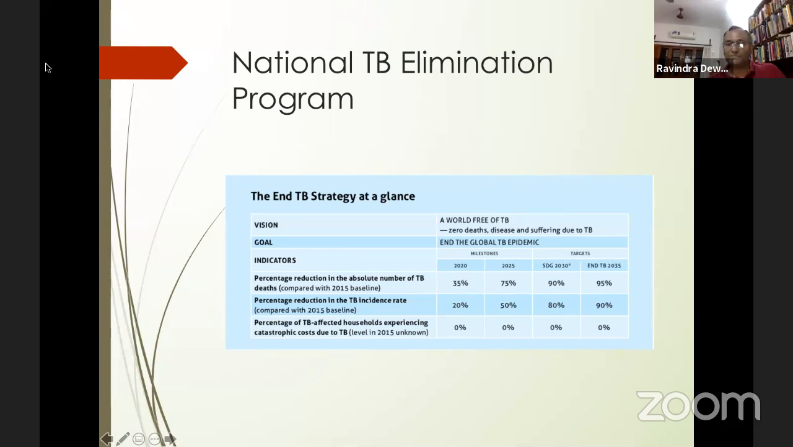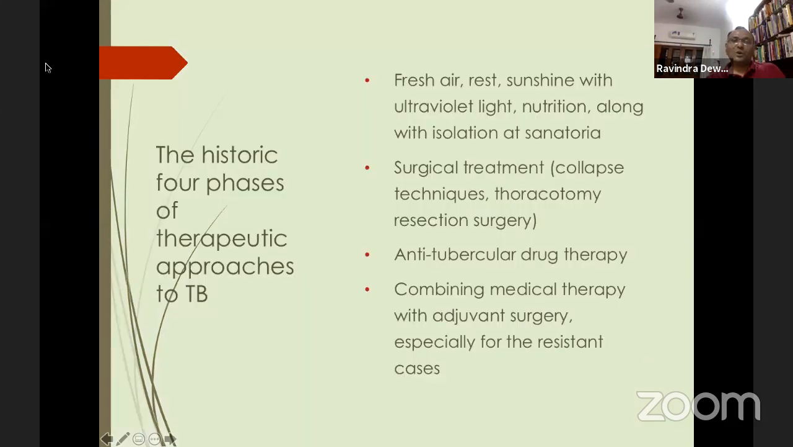But several parts of the world continue to deal with tuberculosis and its sequelae and its problems, which I'll be dealing with in my talk further on as a surgeon. Now, before I come to surgery, an important point is that we can roughly divide the therapeutic approaches to TB into four phases.